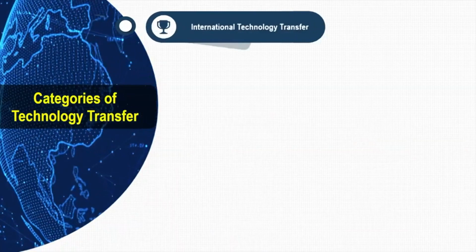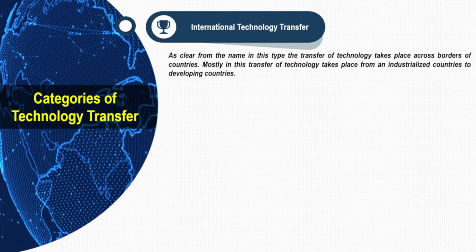There are various categories of technology transfer. The first one is international technology transfer. As clear from the name, in this type, transfer of technology takes place across borders of countries. Mostly in this type of transfer, the technology is transferred from an industrialized country to a developing country.